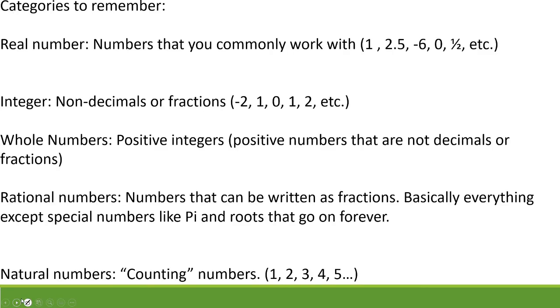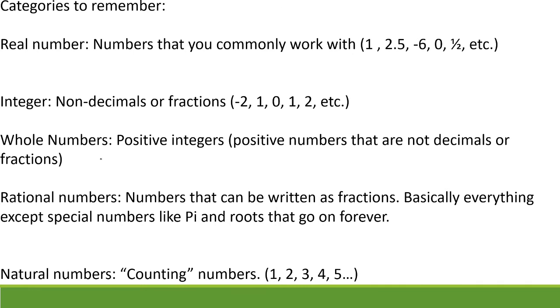So sometimes we use terminology about specific number groups in these conjectures, so it's good to just recap this a little bit right now. Real numbers are basically any numbers that you're used to working with. Pretty much all the numbers we're going to use in this course are going to be real numbers, so not really much to deal with there.